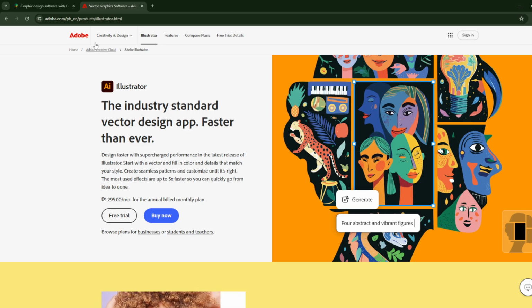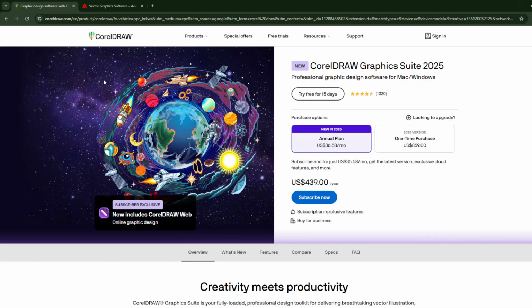Now let's go over their pros and cons, starting with CorelDraw here. So the pros of CorelDraw is that it is easier and it has a lower learning curve for beginners. It is also excellent for print and layout tasks, and you can only purchase it with a one-time purchase option. So you will not need to pay monthly for this or annually. It is only a one-time pay option.